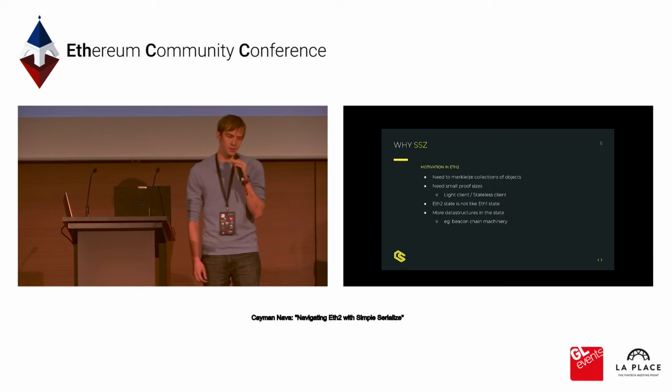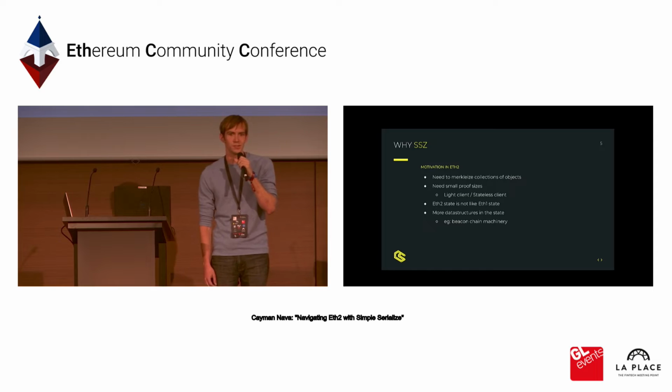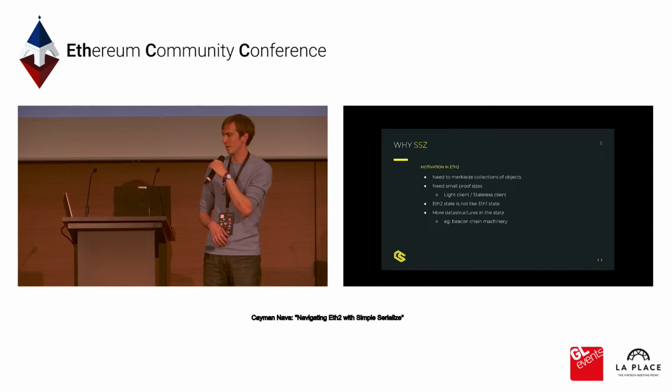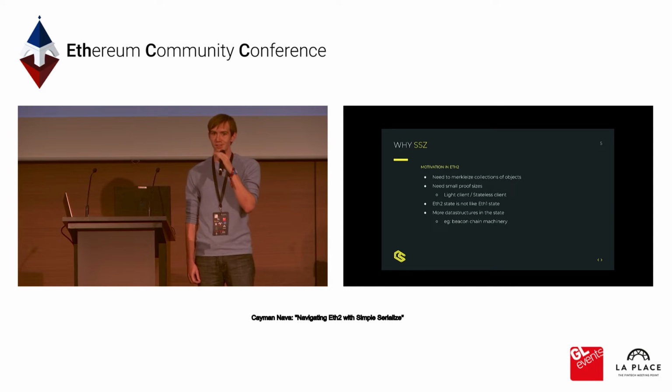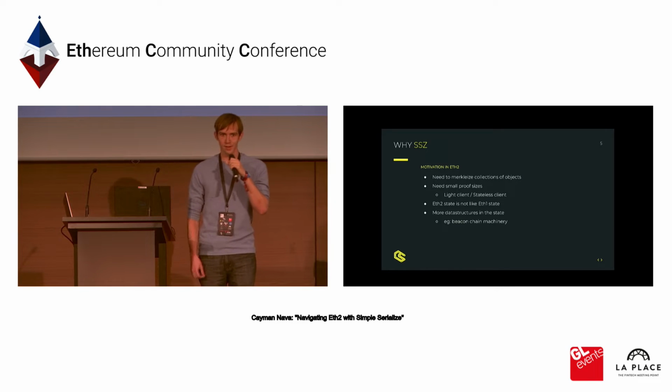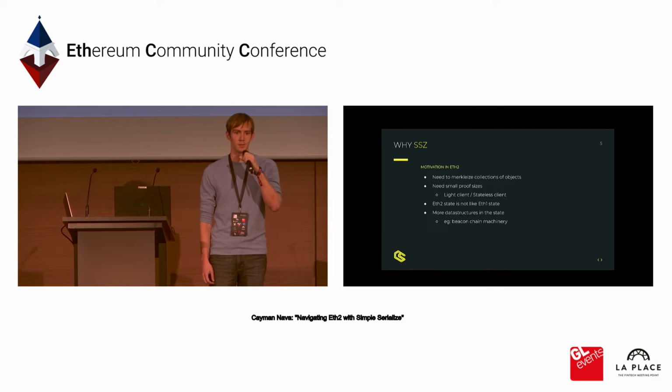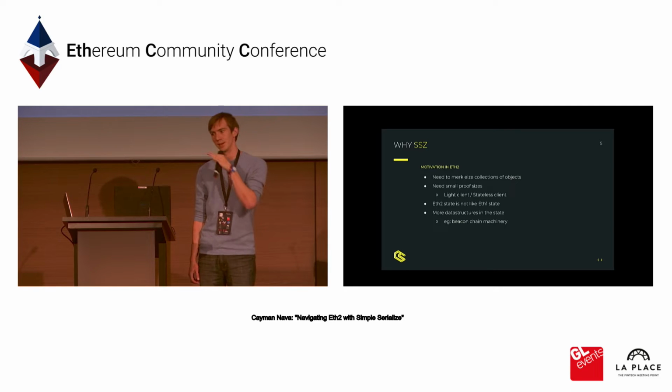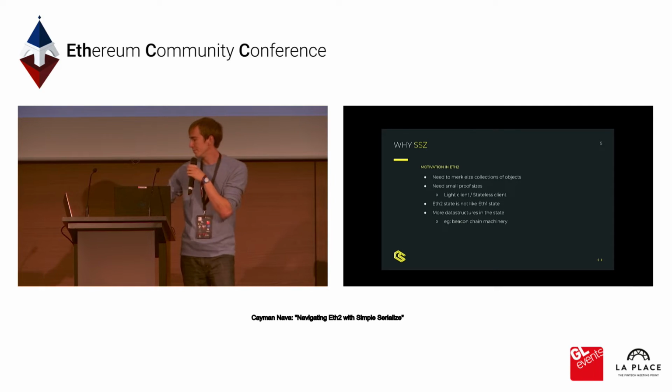Another thing, the Eth2 state is very different than the Eth1 state. So we have a lot of data structures in Eth2 that we're kind of getting consensus on. We have this entire machinery that's handling the proof-of-stake system. And all of that is going to be Merkleized in Eth2. We'll look at some of that.